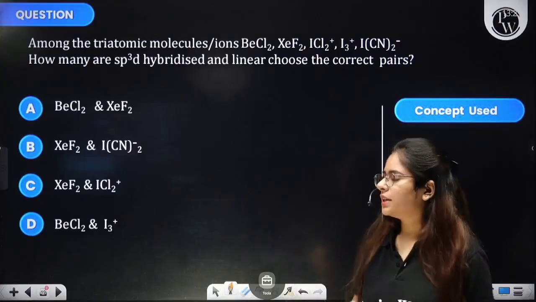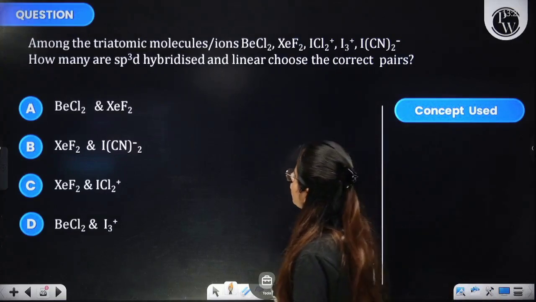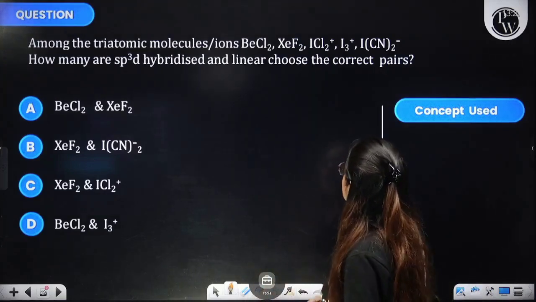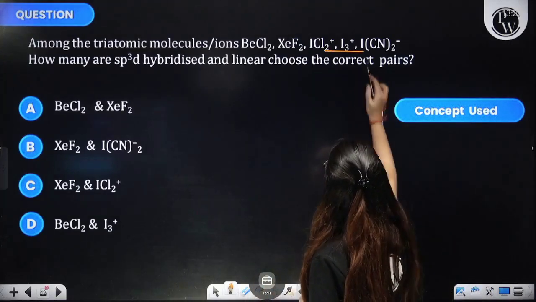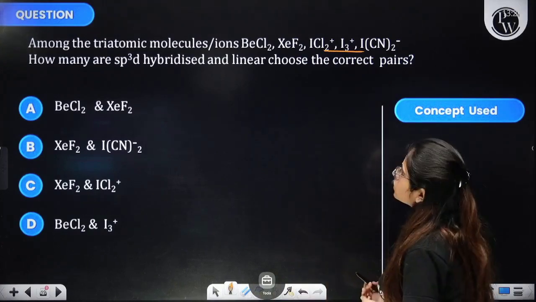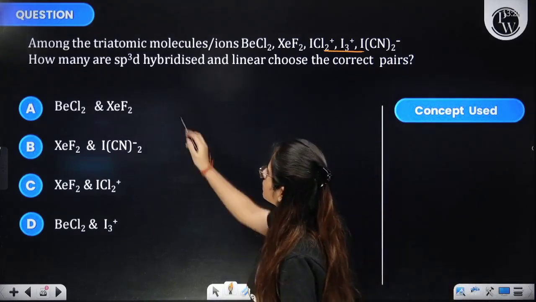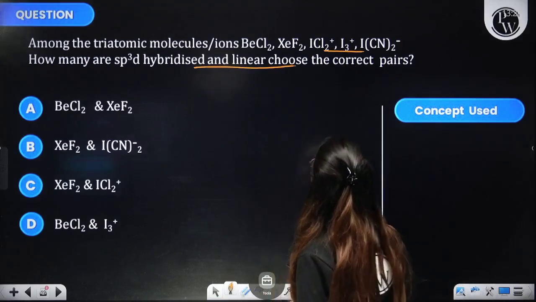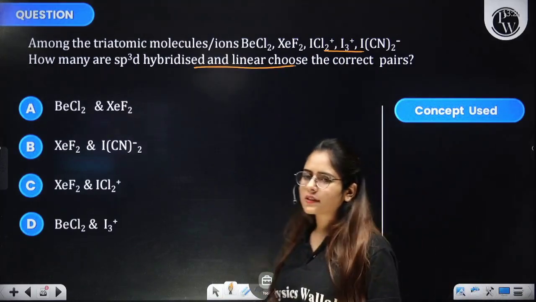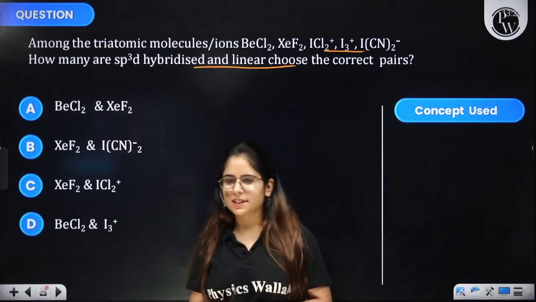Let's see this question. The question says that among the triatomic molecules or ions BeCl2, XeF2, ICl2+, I3+, and ICN2-, how many are sp3d hybridized and linear? Choose the correct pairs. So the key concept that we will be using here is the hybridization first of all.